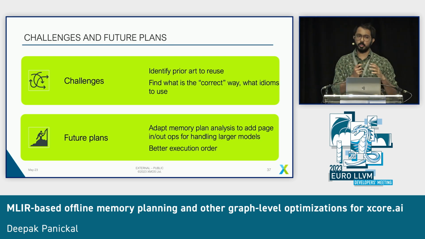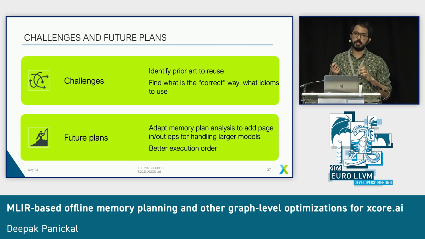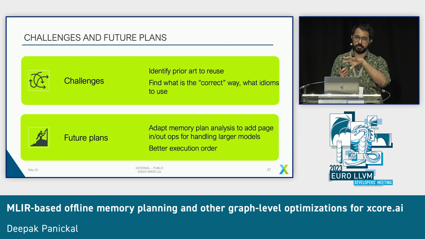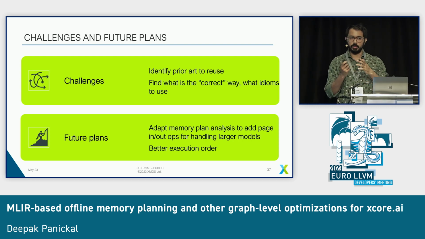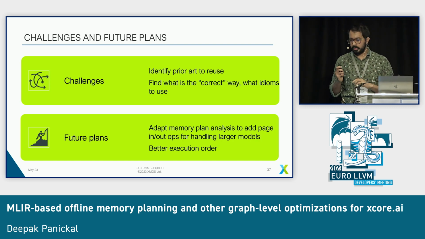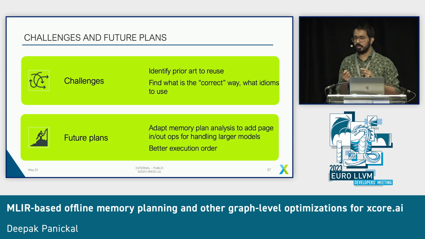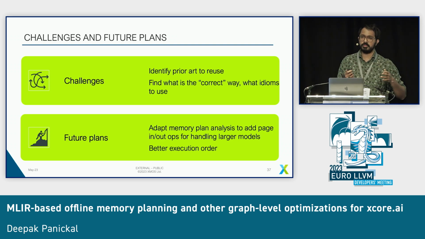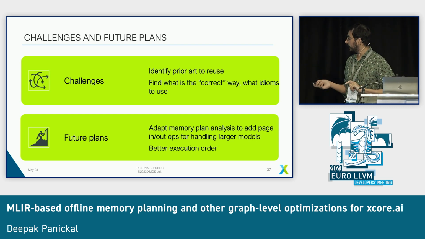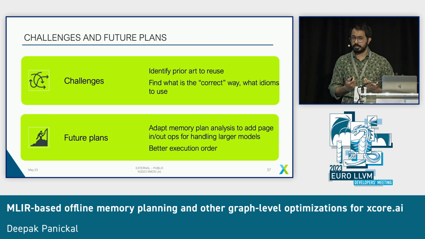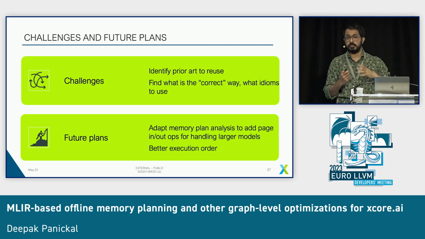Another big challenge is finding out what is the correct way of doing something. So one example is, in MLIR, you can use the match pattern function to get the data from a constant. But that's not the only way of doing that. I mean, there are different ways of getting data from a constant, right? And some ways are better than others. So that's another challenge, that it's quite likely that when I go through the code base, I stumble upon some new way of doing something. And in terms of future plans, we want to improve our analysis pass. We want to have a better execution order. And the idea is so that we can actually run even larger models on our chip.